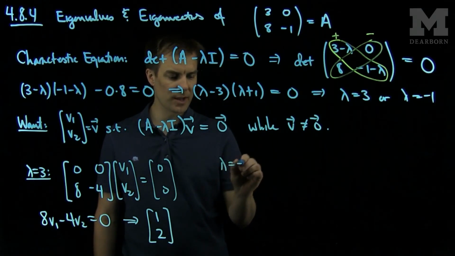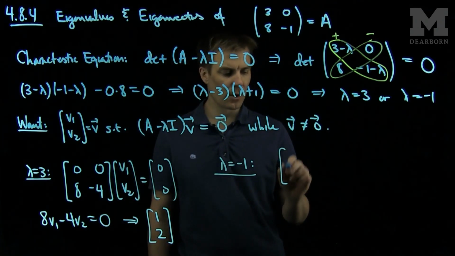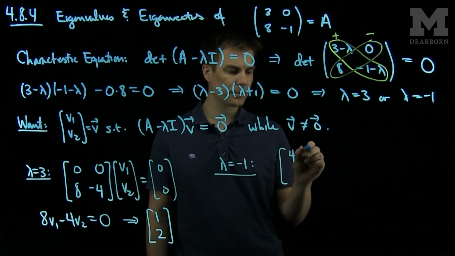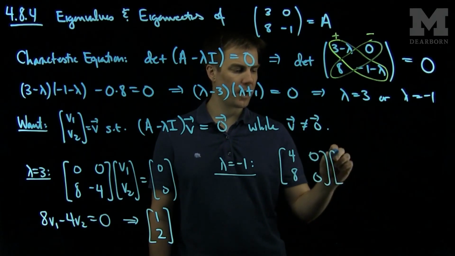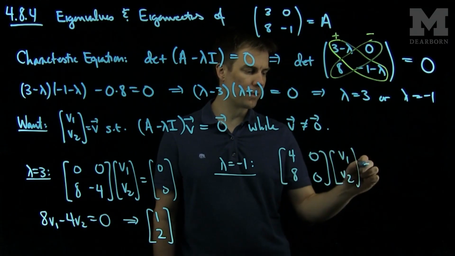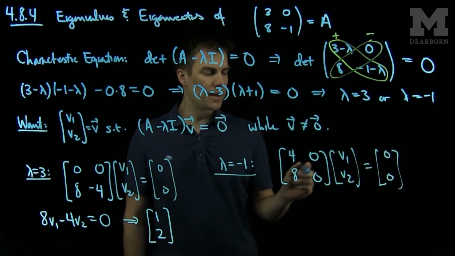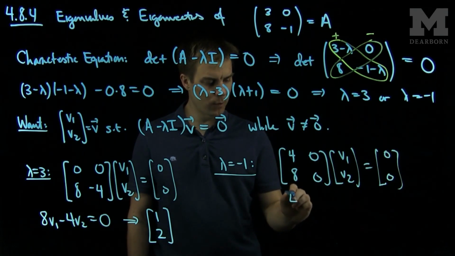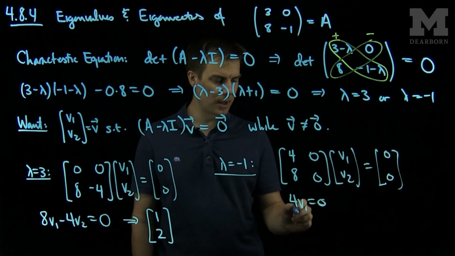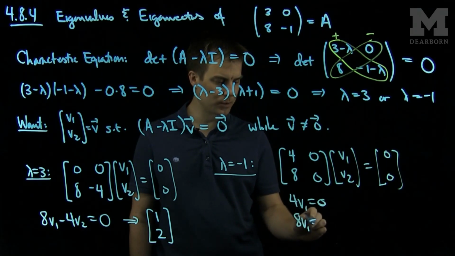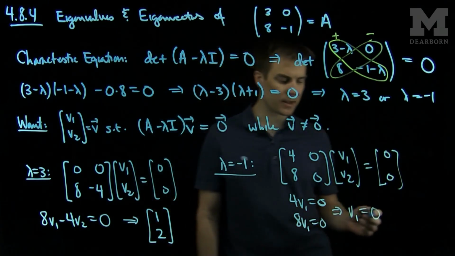When lambda is equal to negative 1, I'm going to subtract off negative 1 from the main diagonal. So I'll have a 4, a 0, an 8, and a 0 applied to v1, v2 being equal to 0, 0. And now the first entry tells me that 4v1 equals 0. And the second entry tells me that 8v1 equals 0. Together they tell me that v1 has to be 0, but v2 can be anything it likes.